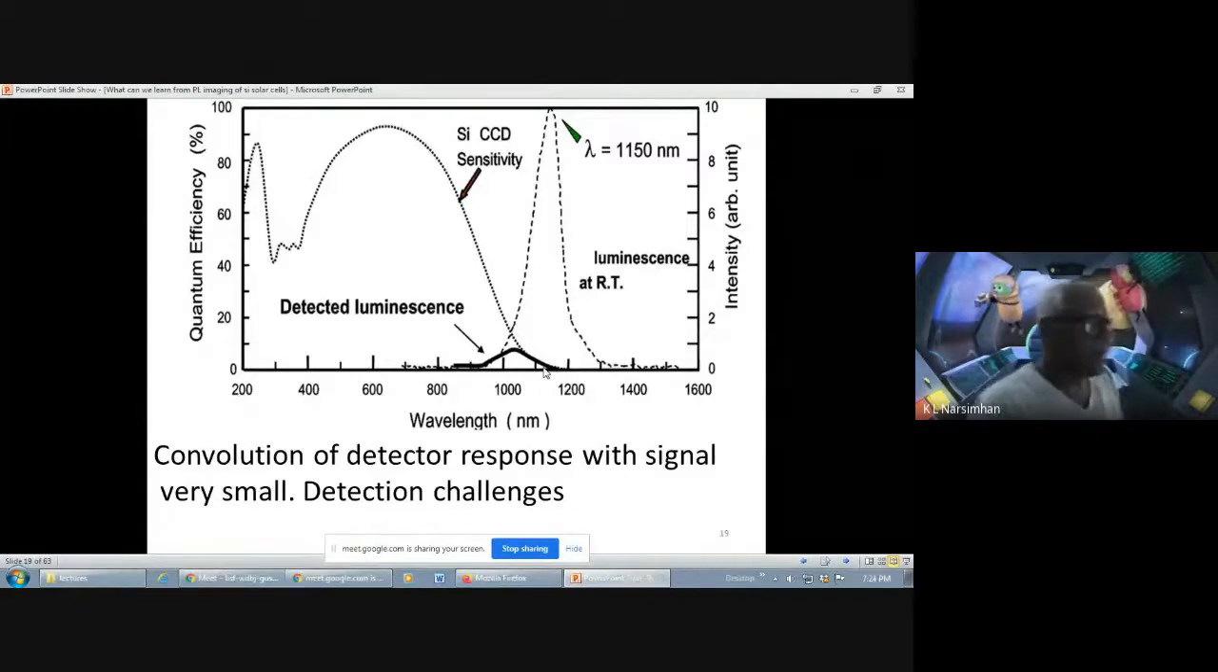So it's the product of the quantum efficiency with the luminescence of the silicon that gives us the effective efficiency of the signal to noise, and that is just this peak. This is all that I have to measure.